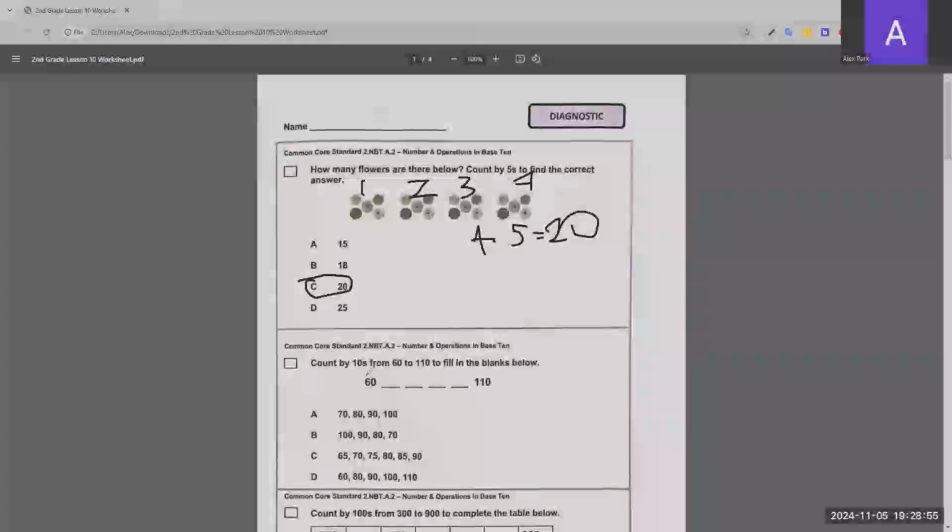Number two, count by tens from 60 to 110 to fill in the blanks below. So we have to add 10 each time from 60. So 60, 70, 80, 90, 100. And that would be A because it has 70, 80, 90, and 100.